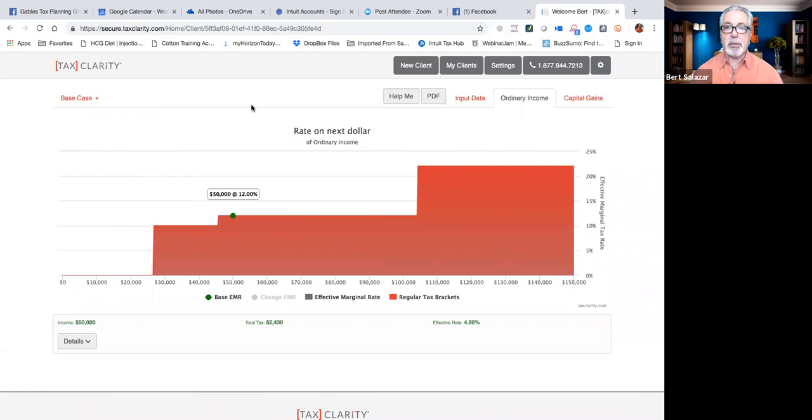Because what you're seeing in front of you is our Tax Clarity software, which is a tax forward planning software that we use.